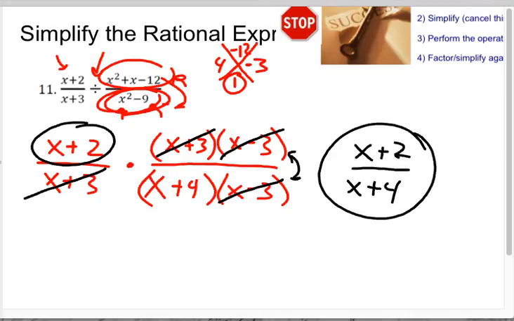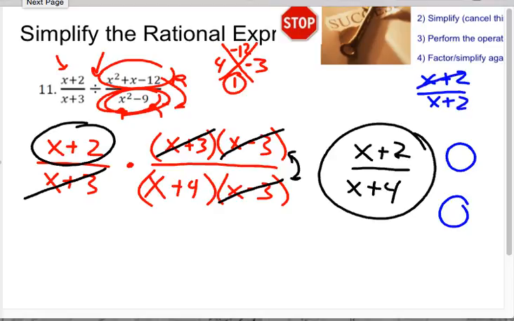Now, here's a common mistake. Some people say, hey, the 2 and the 4, I can reduce that. Not when you have two terms. That 2 is connected to the x in the numerator. This 4 is connected to the x in the denominator, so I can't just cancel out the 2 and the 4. The only thing I cancel this 2 out with is if I had an x plus 2 over an x plus 2. Then the binomial itself would cancel out.